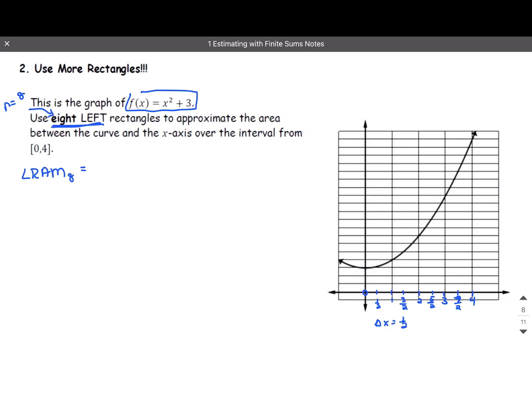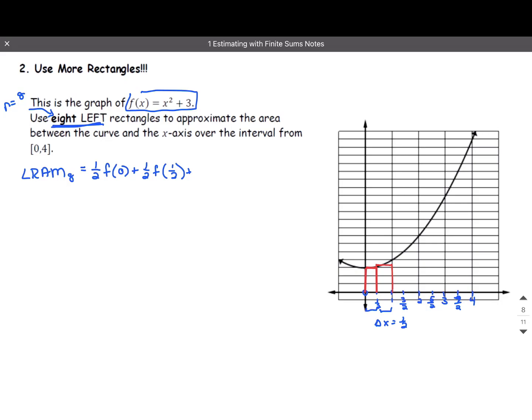Okay, so now let's look at the first rectangle. The base is 1 half. And we're doing an LRAM, so between 0 and 1 half, that's our first subinterval. Which one's on the left? That would be 0. So we're going to use the height at 0, and we're going to come over about halfway and come straight down. There we go. Now the next one, between 1 half and 1, that's a base of 1 half, and which one's on the left? That would be 1 half. So we're going to use 1 half to find the height. So from 1 half, we go up to the curve, come across to 1, and down.